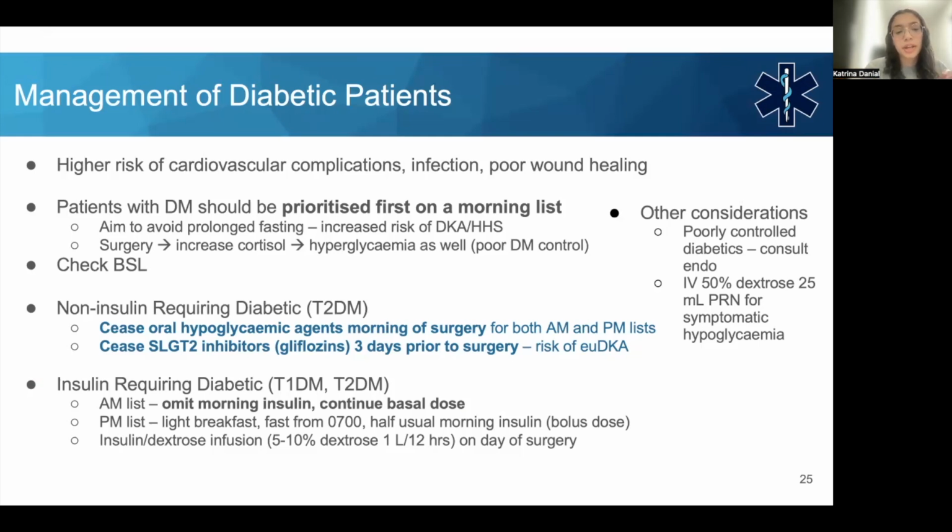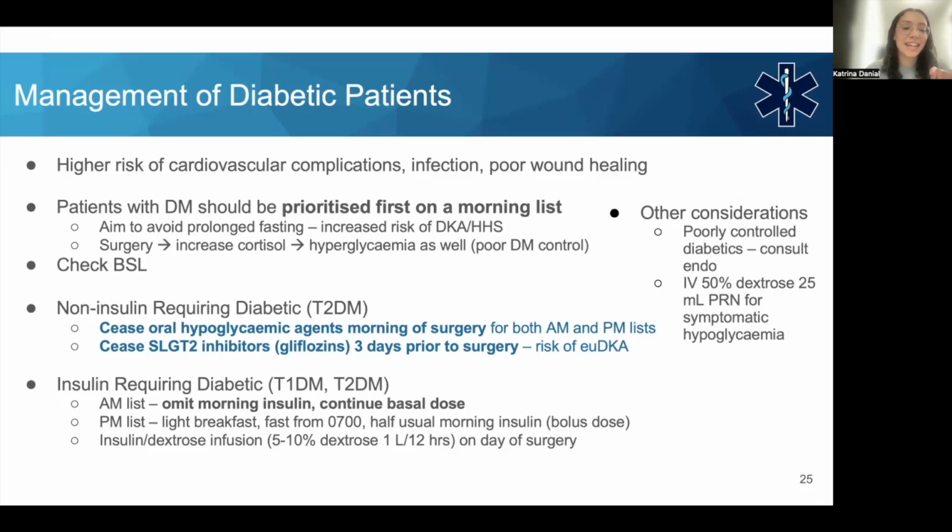Okay, so if they're on an oral agent like metformin or something, you stop that on the morning of their surgery. However, and this came up on our exam, if they're on any SGLT2 inhibitor, so any of the flozins, you have to stop it 3 days before their surgery because they are at an increased risk of euglycemic DKA. Okay, that came up on our exam.